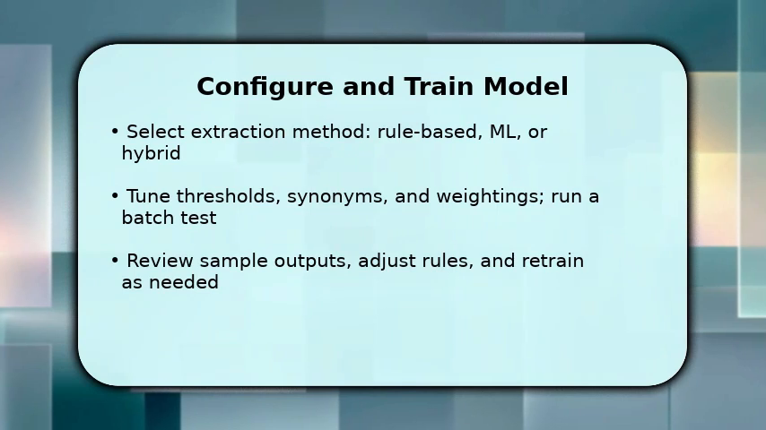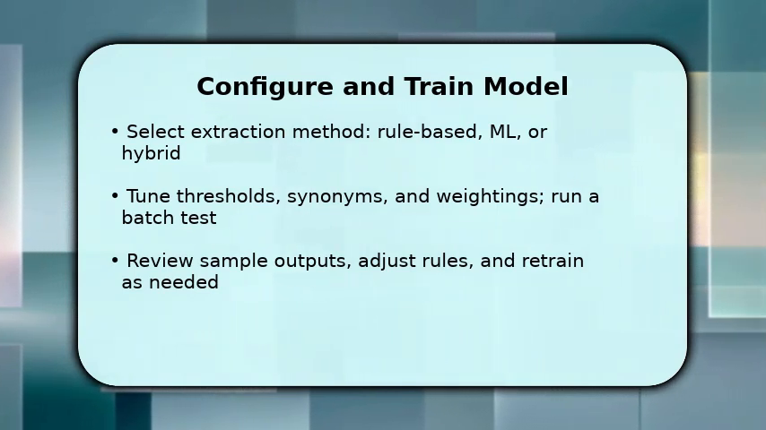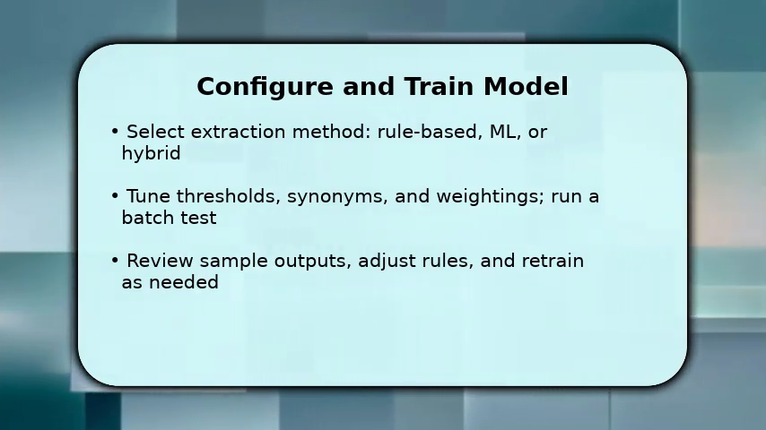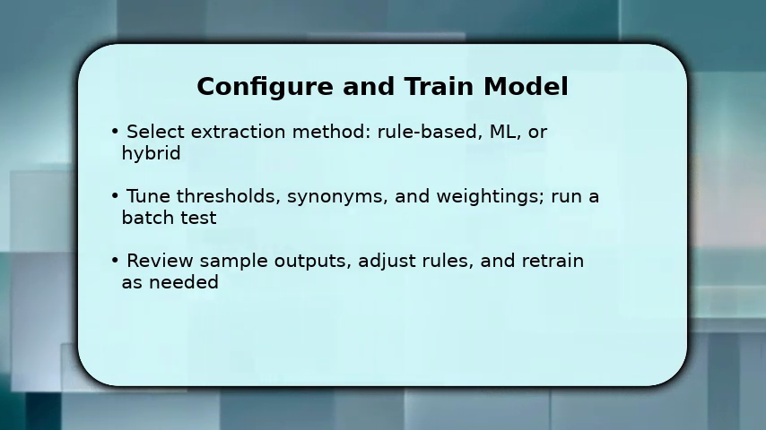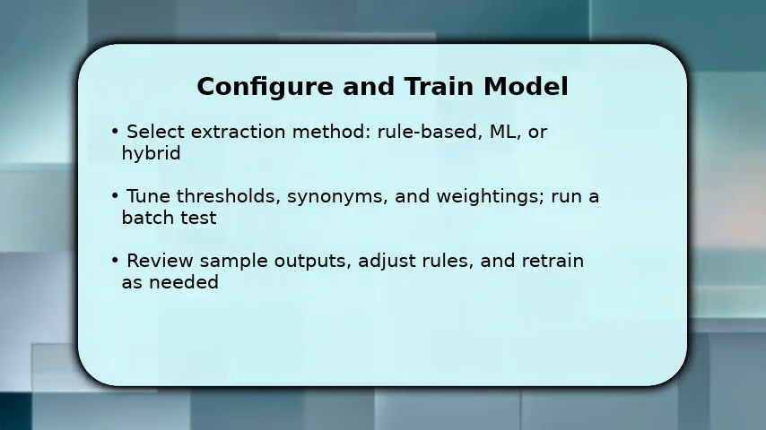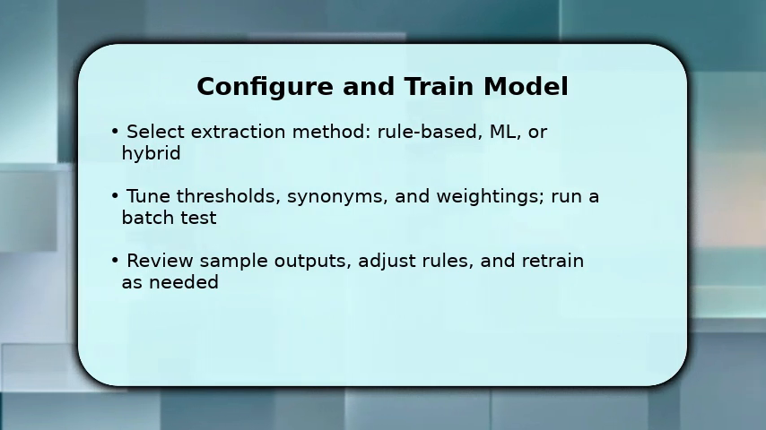Now configure the editor's extraction and training pipeline so it produces useful tags. Choose rule-based for deterministic needs, machine learning for variability, or a hybrid for balance. Then set confidence thresholds and synonym maps.